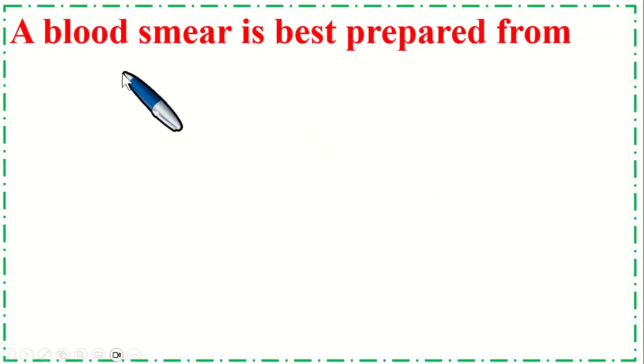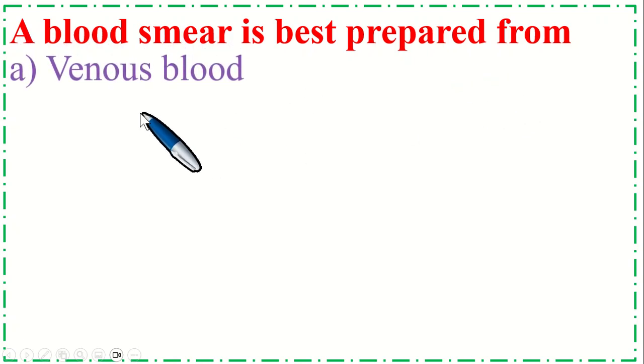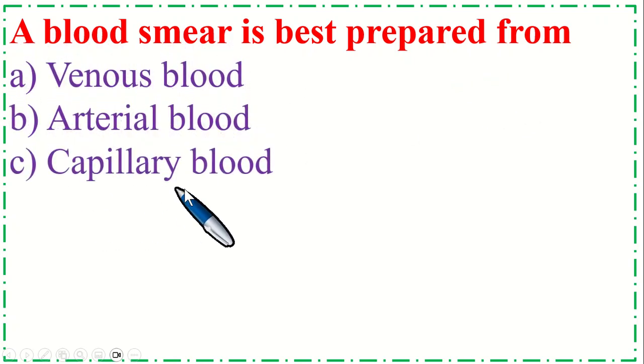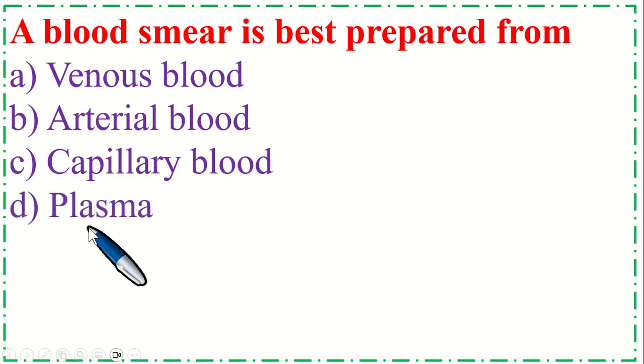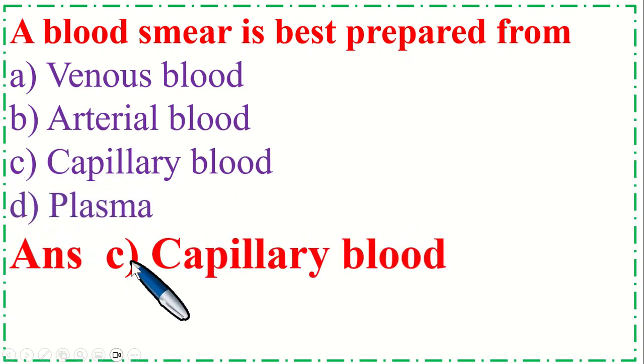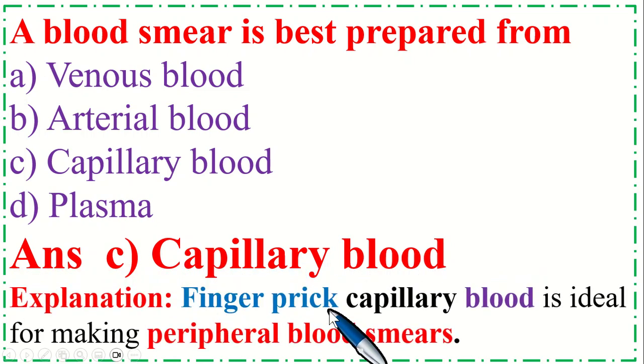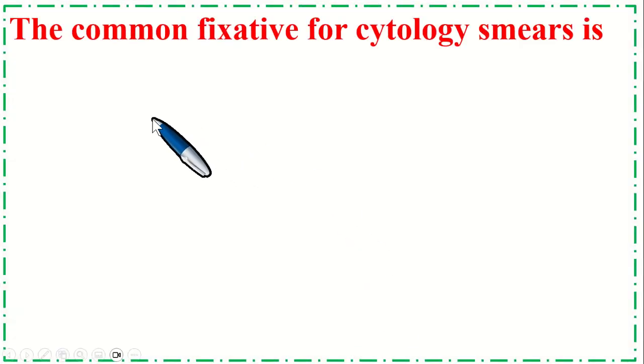Dear student, this is so important MCQs. A blood smear is best prepared from option A venous blood, B arterial blood, C capillary blood, and option D plasma. So the correct option is C capillary blood. Finger prick capillary blood is ideal for making peripheral blood smear.